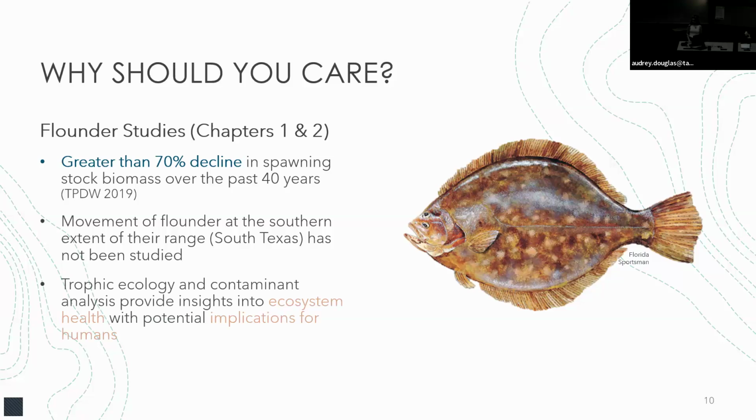We're also going to be looking at the trophic ecology and contaminant analysis, and that will give us an idea of ecosystem health as well as potential implications for humans, because apparently we all eat about a credit card a week, which is pretty crazy.